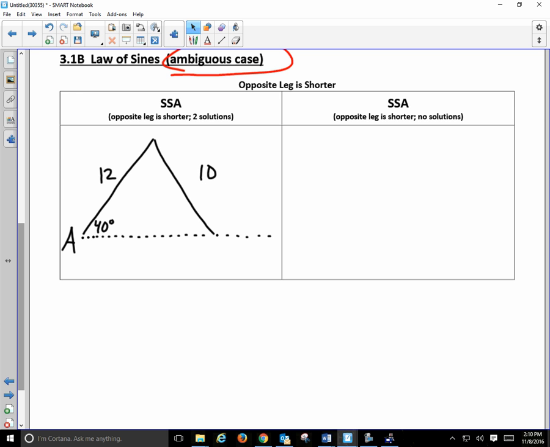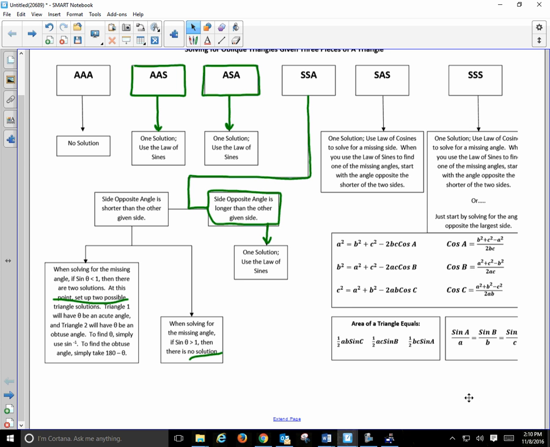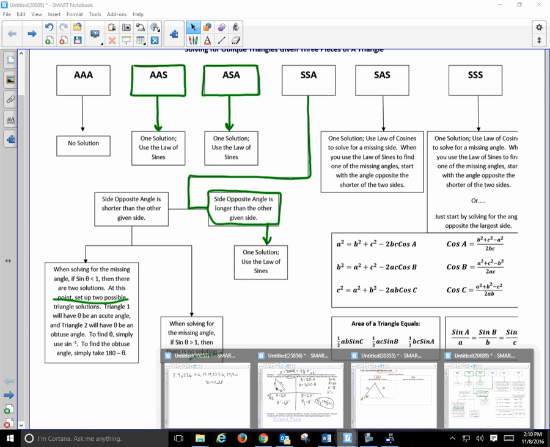Look at that scenario. How many sides are we given? 2. Is the angle included between the 2 sides? No. If I had this angle, then the angle would be included between the 2 sides. So when you see this, the first thing you do is recognize this as a side-side-angle problem. Got to figure it out. So I go to my flow chart, and it says side-side-angle. I follow it down here, and it says, is the side opposite the angle longer than the other given side? Or is the side opposite the angle shorter than the other given side?